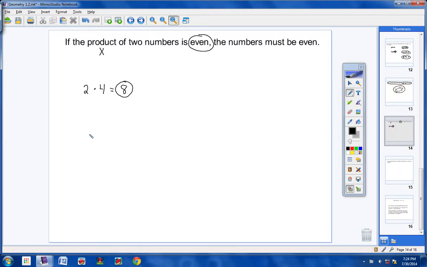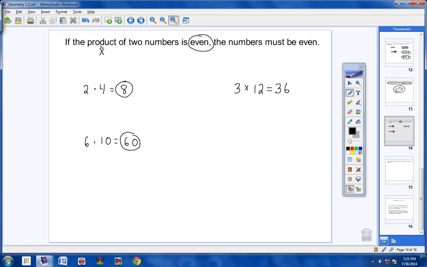Well, let's see. How about 6 times 10? 6 times 10 is 60. We got out an even number, and notice both of these numbers are even. But hold it, what about this? Here's a really good counterexample. Look at this. 3 times 12 is what? 36. Now look at your statement carefully.